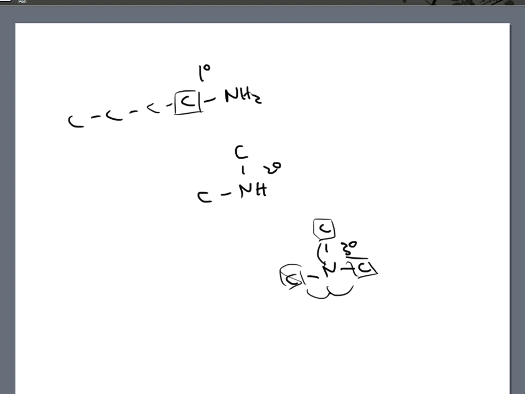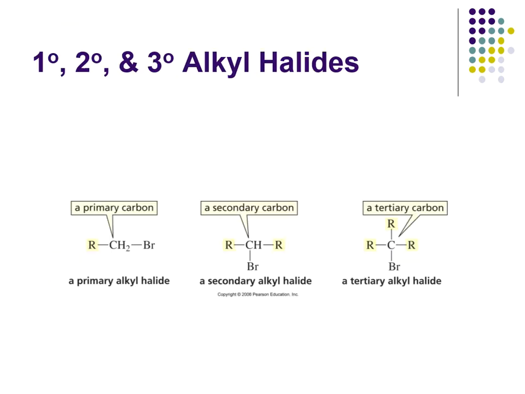Okay, so let me give you just a summary of what you would see in your text. Here's a slide that you probably will find in the chapter. Over here to the left, this is a primary carbon, so therefore it's a primary halogen. This is what they're calling an alkyl halide because it's an alkyl group with a halogen on it. Here in the middle, this is a secondary carbon, so therefore this is a secondary halide or halogen. And then here is a tertiary carbon. It's attached to three things, so therefore this is a tertiary halogen that we see.